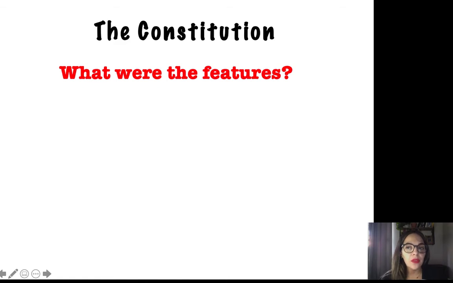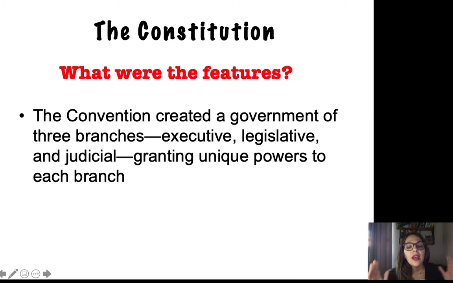Okay, so now that we've talked about the major compromises, let's talk about the features of the actual Constitution, okay? The first thing that we need to get out of the way here and understand is that the convention created a government of 3 branches, okay? The executive branch, the legislative, and the judicial, right? Each branch is going to have these unique powers in order to have like a mixed government, right? So that not one branch could be more powerful than the other 2.